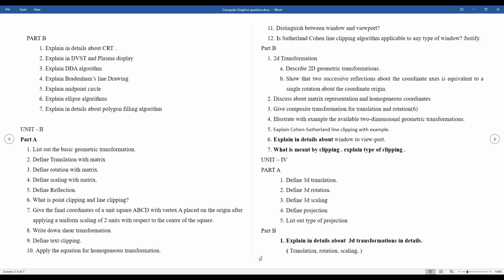In 3D transformation, they may not ask the entire question. They ask about rotation and scaling, because rotation has three matrices, and three kinds of operation can be shown in that one. I think you should refer to the book. That matrix and the diagram are very important.